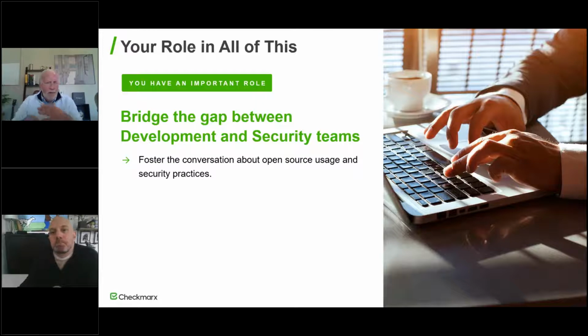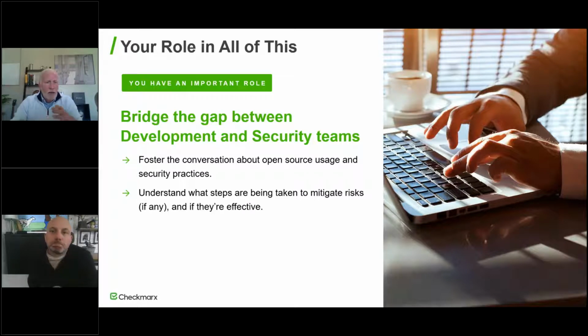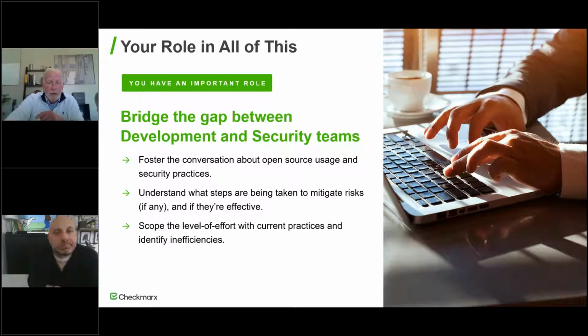And so the recommendation is very simple: begin to foster the conversation around open source usage and security practices within your own organization. And understand what steps are being taken to mitigate the risks, if any, and if they're effective. How are you managing the SCA conversation today, right? And beyond the conversation, how are we actually managing the security, the license risk, and the operational risk that goes along with it? Look at the scope and level of effort with current practices and identify inefficiencies, right? Meaning, look at how much time is being consumed in managing the security of your open source, and really determine, hey, can we do this in a much more effective manner?